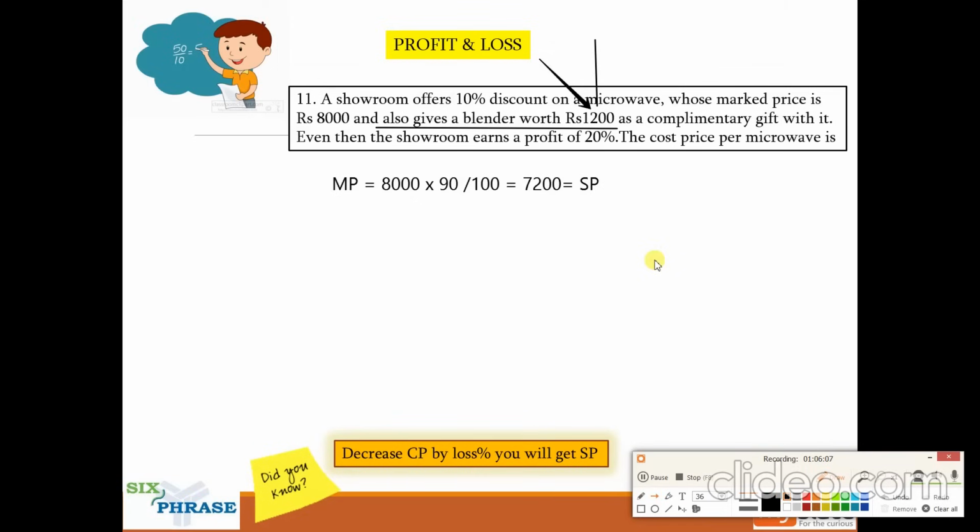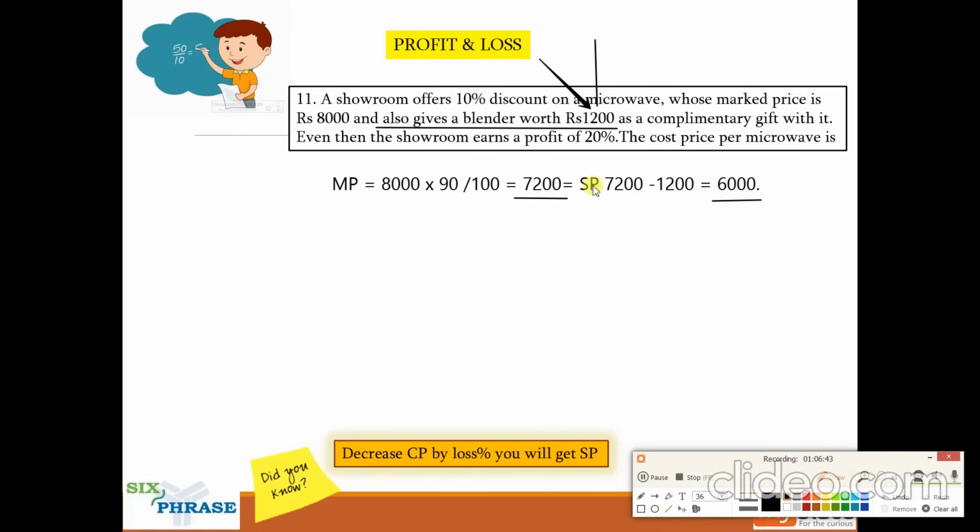So you have to subtract the 1,200 from this selling price, because this selling price also contains what? It also contains a profit. So by giving 1,200, they are reducing their profit by 1,200. So you just have to subtract 1,200 from the selling price. Here I'll do 7,200 minus 1,200, which will give me 6,000. This value, guys, 6,000 is the final selling price.